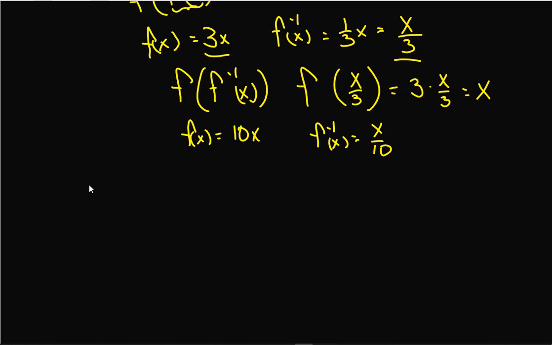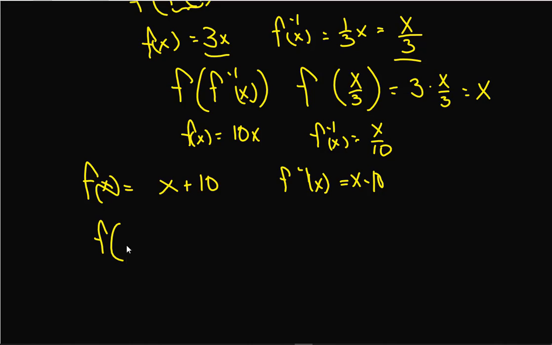What about if you have f of x equals x plus 10? So you might ask, what's the inverse of that? And that is going to be x minus 10. So let's check that. Let's do f of f inverse of x. So what do you get now? You're putting in f inverse, so you want to put x minus 10 into f.